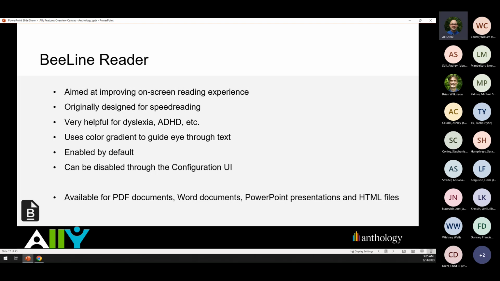The next format that we have is the Beeline Reader, and so this one is a little bit different. This actually aims at improving that on-screen reading experience, and so what you'll find is that whenever you load this up, it uses a gradient of color for the text to help guide your eye through that. So it kind of leads you into that.